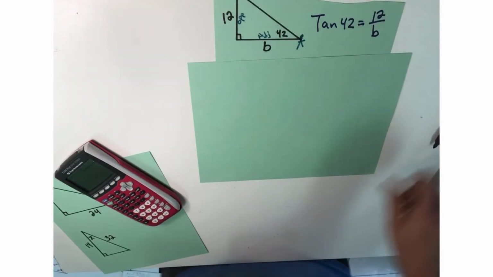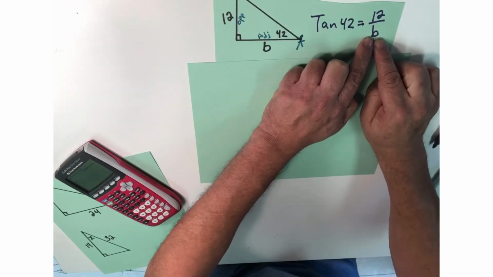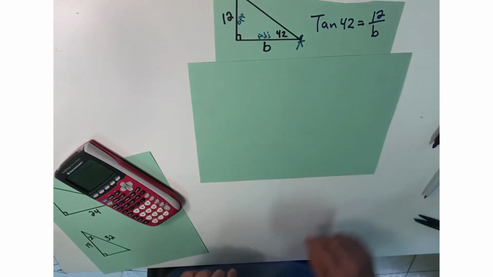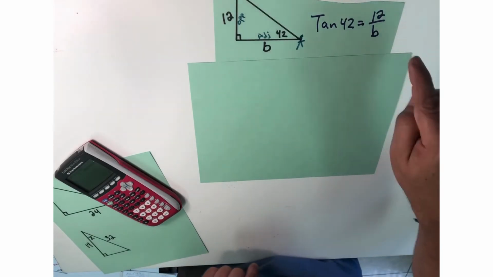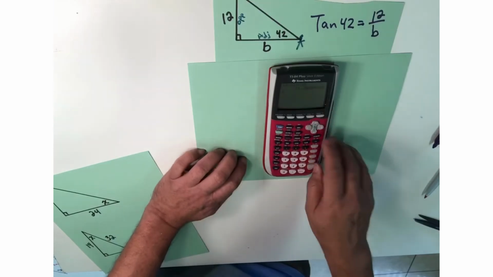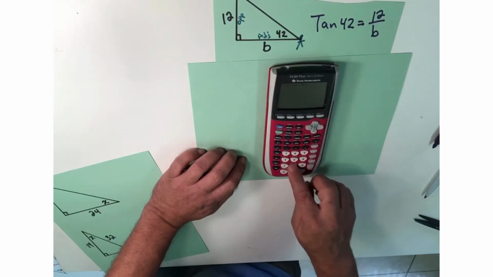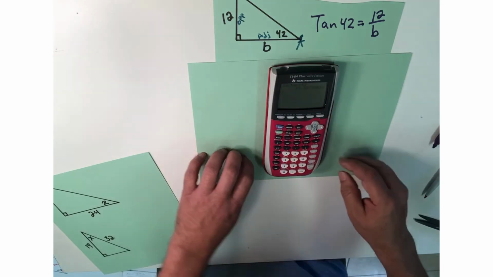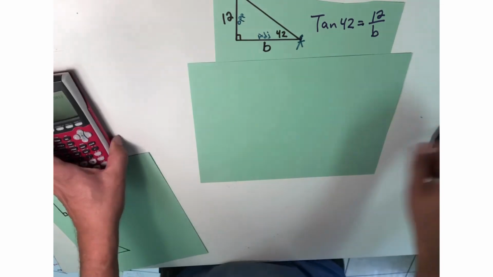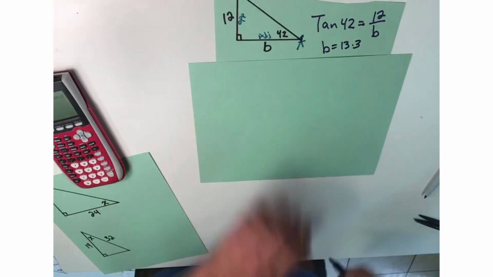Oh, I know the shortcut. The shortcut is whenever the variable is in the denominator, I'm going to divide. So let's go divide. Remember, the number always goes first. So calculator time, clear. 12 divided by the tangent of 42, enter. 13.32, which means that b is equal to 13.3.